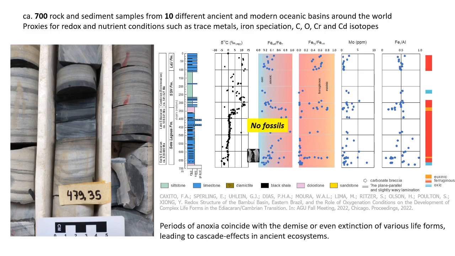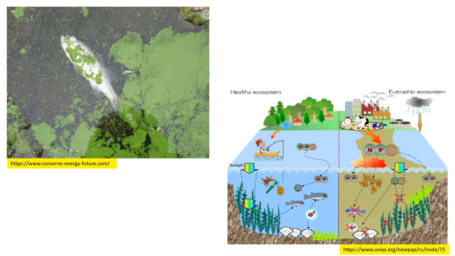Our results indicate the periods of anoxia, i.e. deoxygenation, coincide with the demise or even extinction of various life forms, leading to cascade effects damaging ancient ecosystems. Those periods of anoxia are driven by various factors in the past, such as enhanced weathering of continental areas due to climate change and eutrophication. The information gathered from ancient and modern oceanic basins indicate that deoxygenation was the main factor leading to drastic changes in ecosystems of the past.